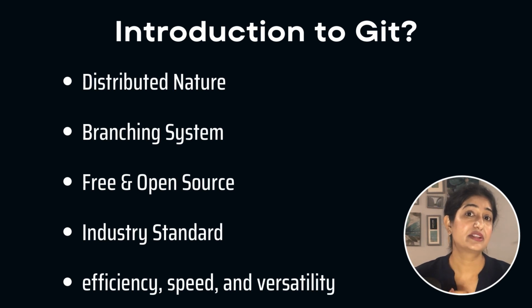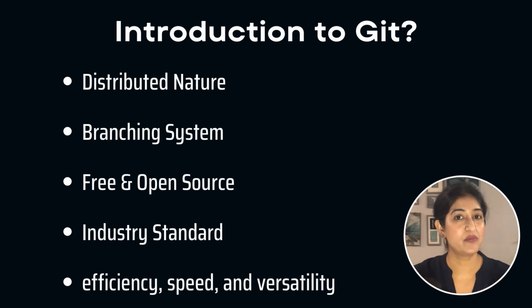It allows developers to work more independently, contributes to faster operations, and ensures a robust version control system, even in situations where internet connectivity may be limited or intermittent. Git's distributed nature is a key feature that sets it apart from traditional version control systems.